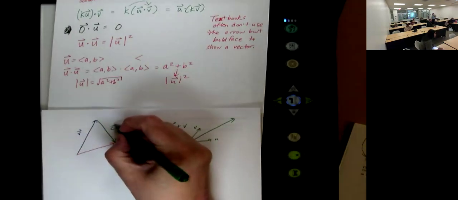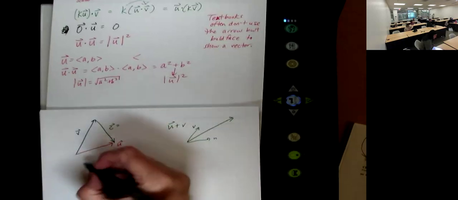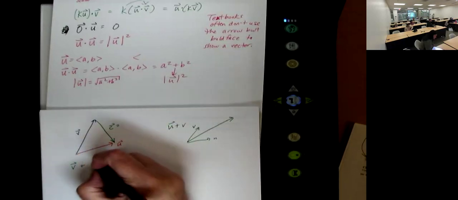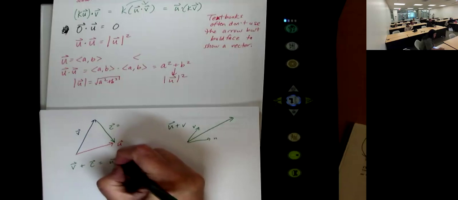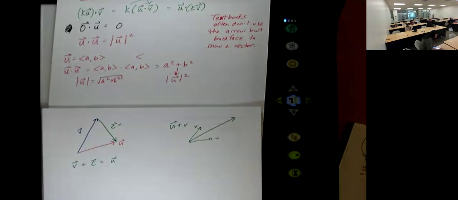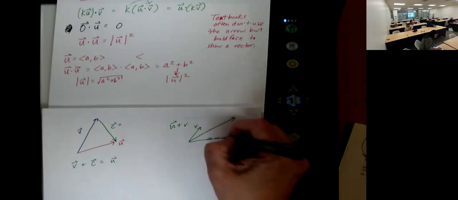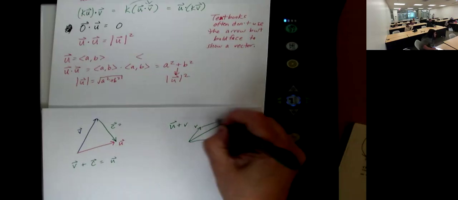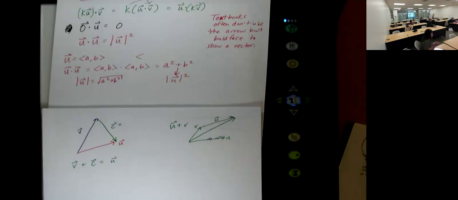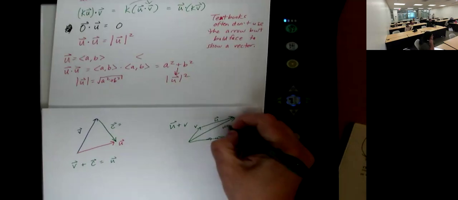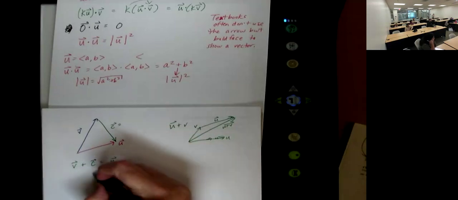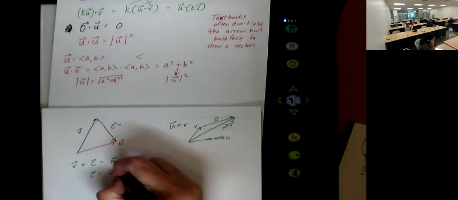If I don't know what that is, I can do the vector addition. v plus c has to equal u, because tip to tail is how we add vectors. I know that one. We add vectors to get the u plus v vector. So the c vector is the u vector minus the v vector here.